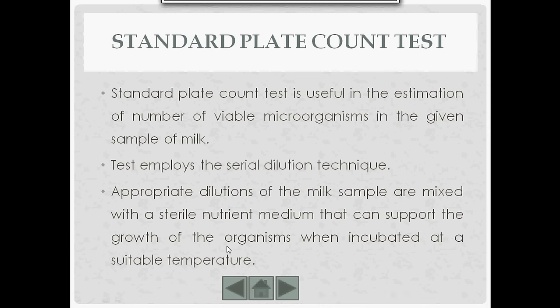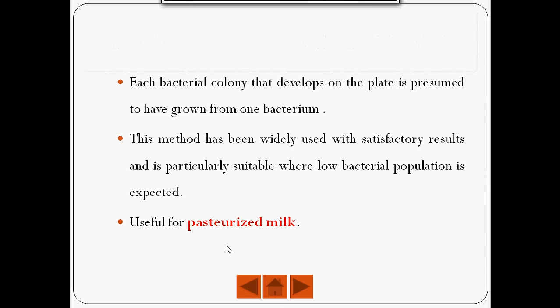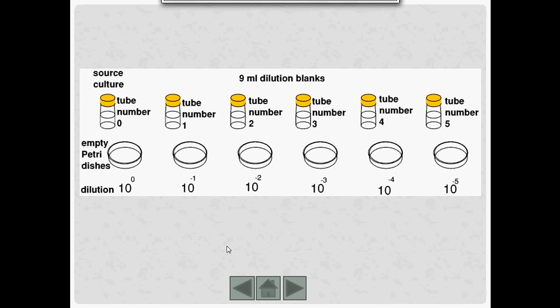After preparing the dilution, we mix it with the sterile nutrient medium in a petri plate and incubate it at suitable temperature. Here we will be incubating at 35 to 37 degrees centigrade for 24 to 48 hours. It is said that each bacterial colony that develops on the petri plate grows from a single bacterium, and this test gives best results when the bacterial population is very low. Especially for pasteurized milk we get best results, as pasteurized milk should not contain more than 30,000 colony forming units per ml as per the standards.